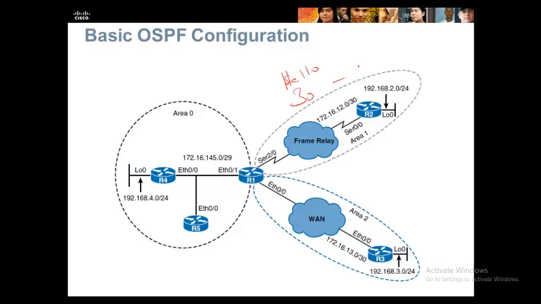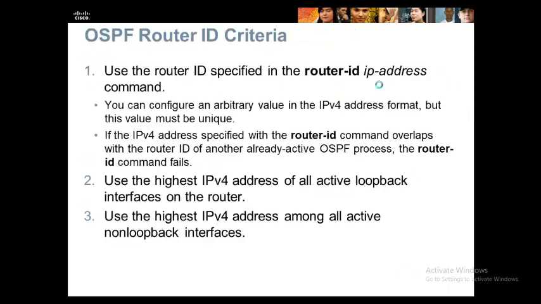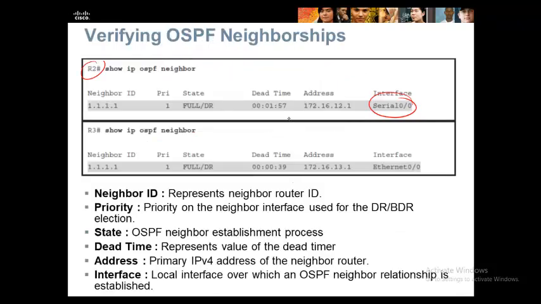120 means how many minutes? 2 minutes, right? 2 minutes. That is why you saw there 1 minute 57 seconds. Dead timer is 2 minutes. It is only for frame relay, the non-broadcast environment.